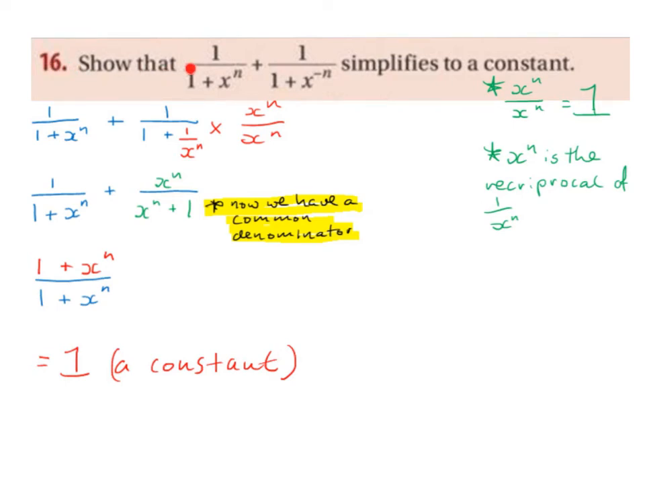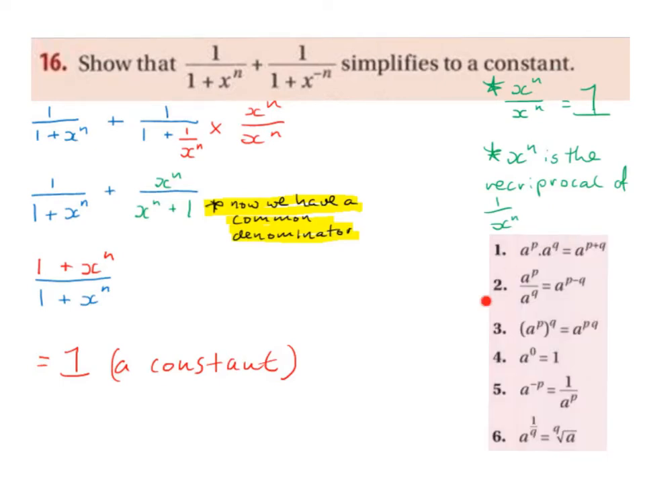Show that 1 over 1 plus x to the power of n, plus 1 over 1 plus x to the power of minus n, simplifies to a constant. So we don't want any variables involved, we don't want any x's. And we're going to use some of our indices laws to help us work this question out.